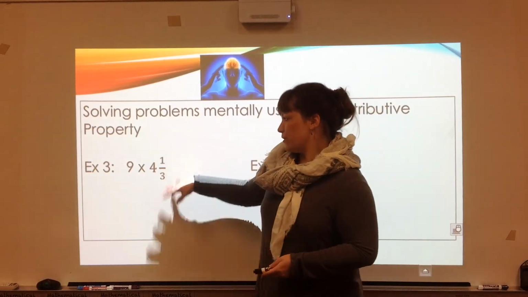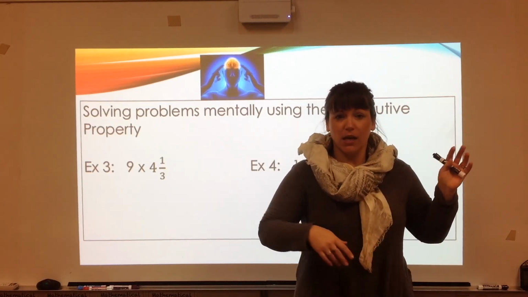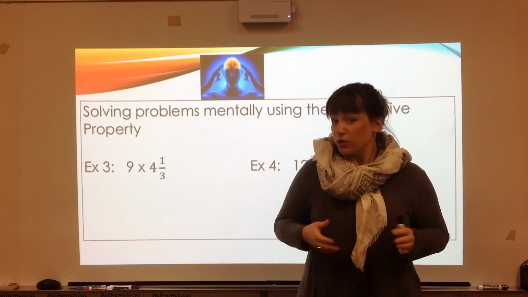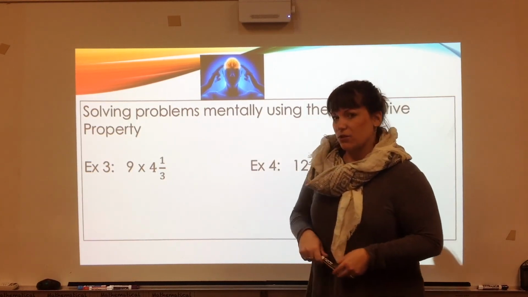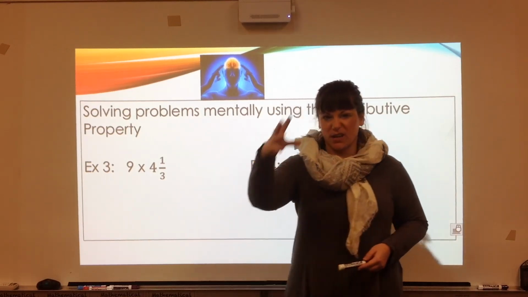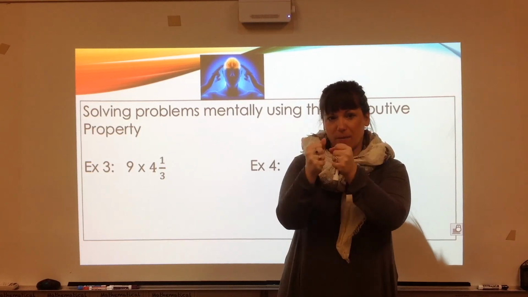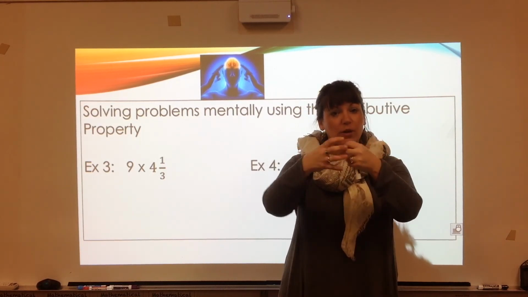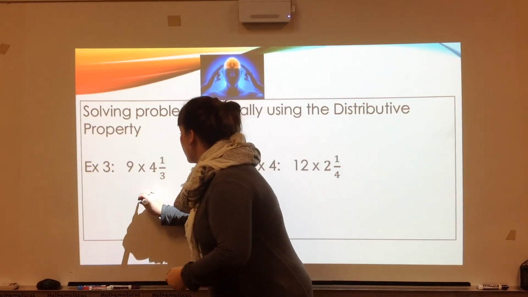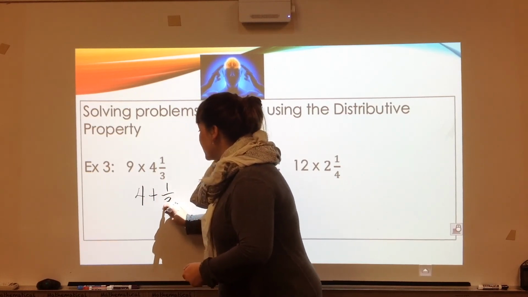We can change this to an improper fraction, put the 9 over 1, multiply across, and then we get an improper fraction we have to divide, and then simplify if we need to. So those are a lot of steps. Let me show you how we can do it with the distributive property. This mixed number is 4 wholes and a third combined, 4 and a third. We can break that mixed number up and show it as 4 plus 1/3.